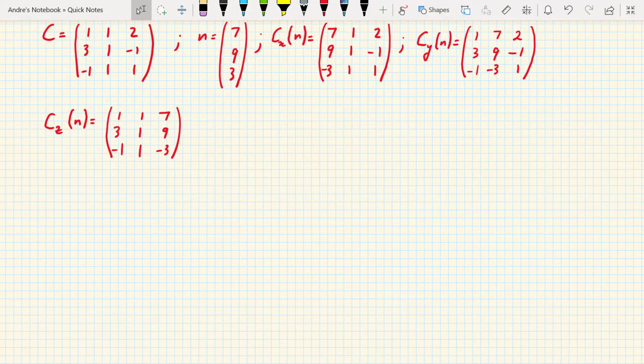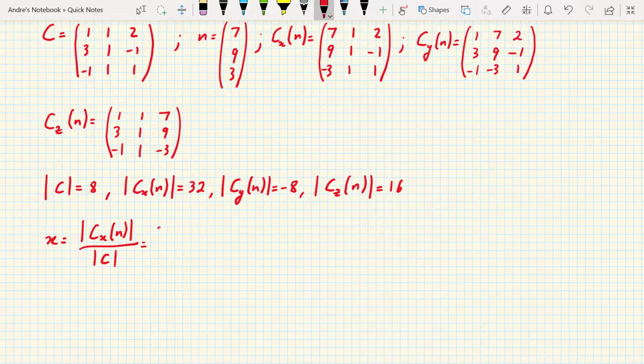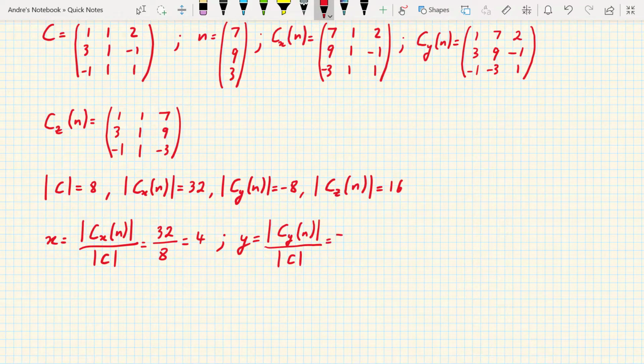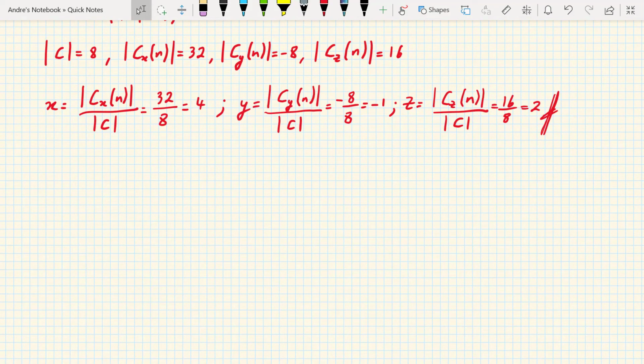We won't go through the arithmetic here, but you can verify that the determinant of c is 8, of cxn is 32, of cyn is minus 8, and czn is 16. That means that x, which is the determinant of cxn over the determinant of c, is 4. Similarly, y is determinant cyn over determinant c, which is minus 1, and z is determinant czn over determinant c, which is 2.